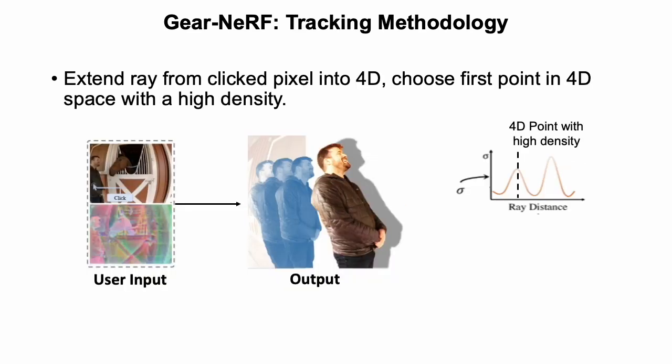Additionally, by extending a ray from a clicked pixel into 4D space, we determine the object to be tracked by choosing the first point in 4D space with a high density. This point is then projected into the novel view, and the corresponding object is segmented out using SAM, a functionality not yet achieved by existing NeRF-based methods.